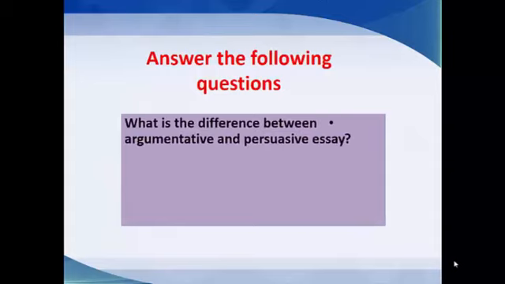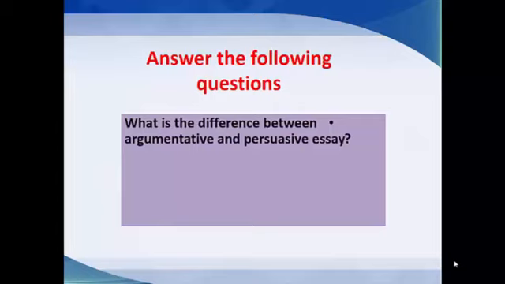The first question is, what is the difference between argumentative and persuasive essay? The argumentative essay has two opposing points of view. It's divided into 4 paragraphs: introduction, for, against, conclusion. The first paragraph is the introduction, and the second paragraph is arguments for. The third paragraph is arguments against, and the last paragraph is conclusion.